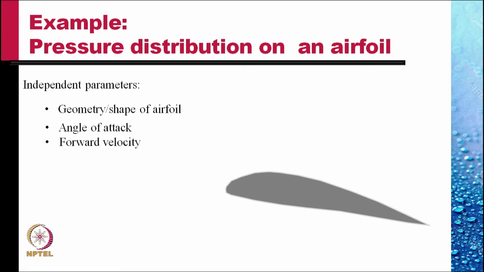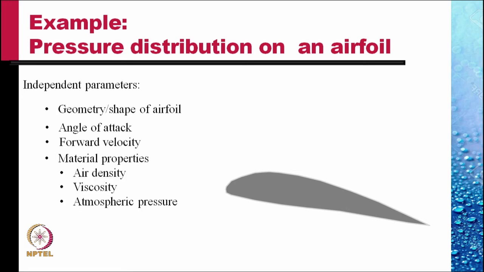These are parameters. They need to define what the problem is. There are other independent parameters which include material properties such as air density, the viscosity of air, the pressure of the atmosphere around the aerofoil.